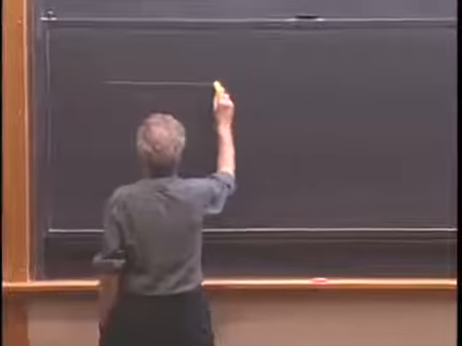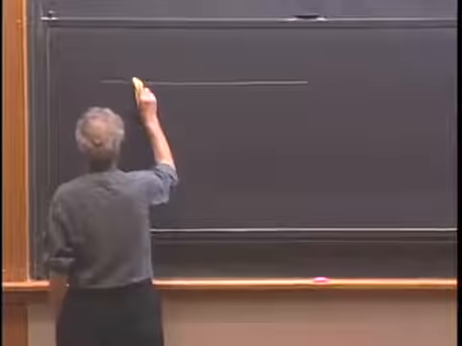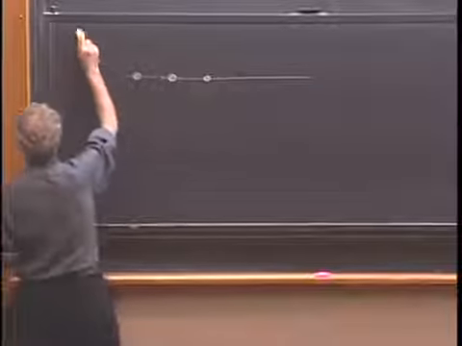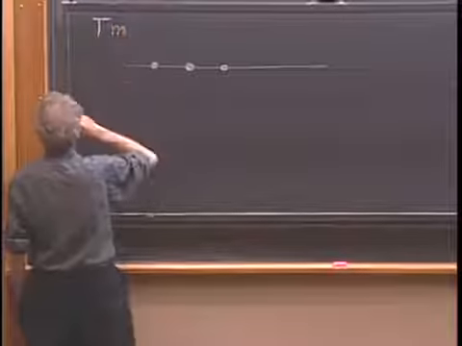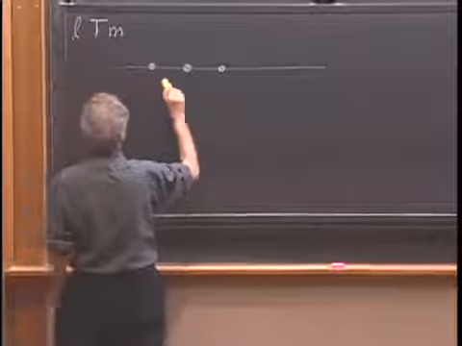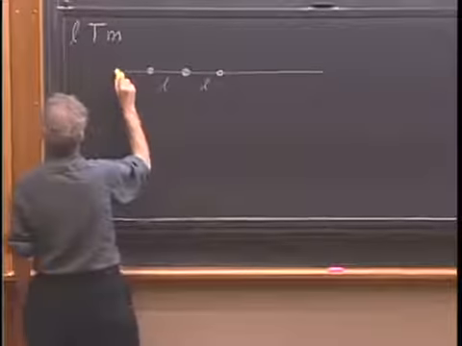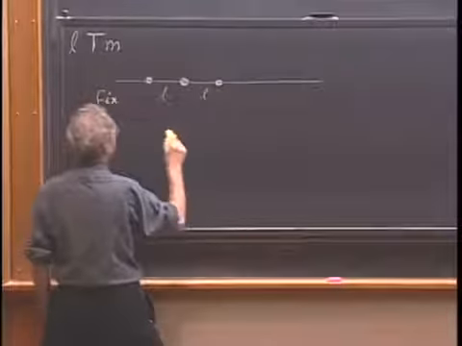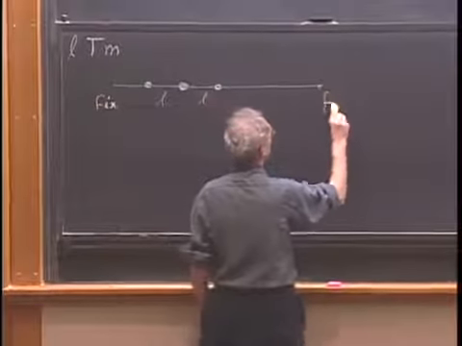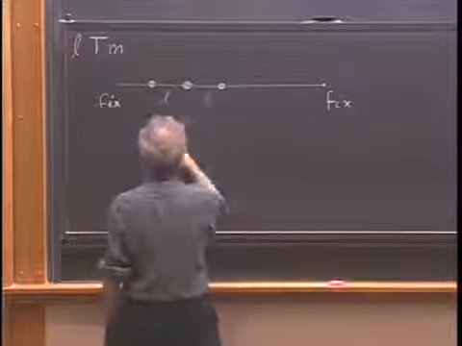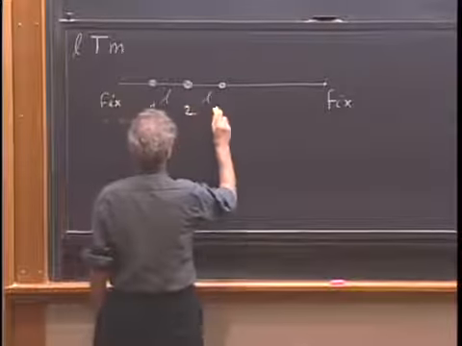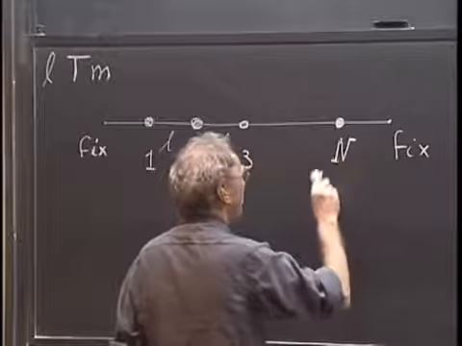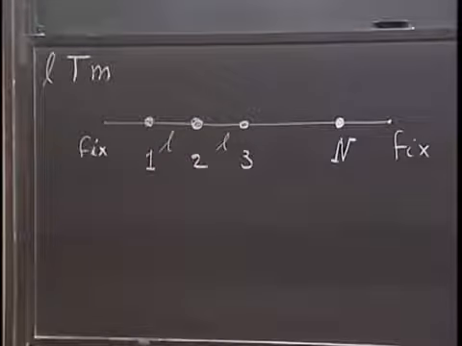Suppose I have a string, and I put on this string beads, masses. I have a tension T. Each mass is m, and the length between these is L. And this is a fixed end, and this end is also fixed, cannot move. And so this is number 1, this is number 2, this is number 3, and then here is the last one, which is number N. I'm going to have N of these beads on the string.